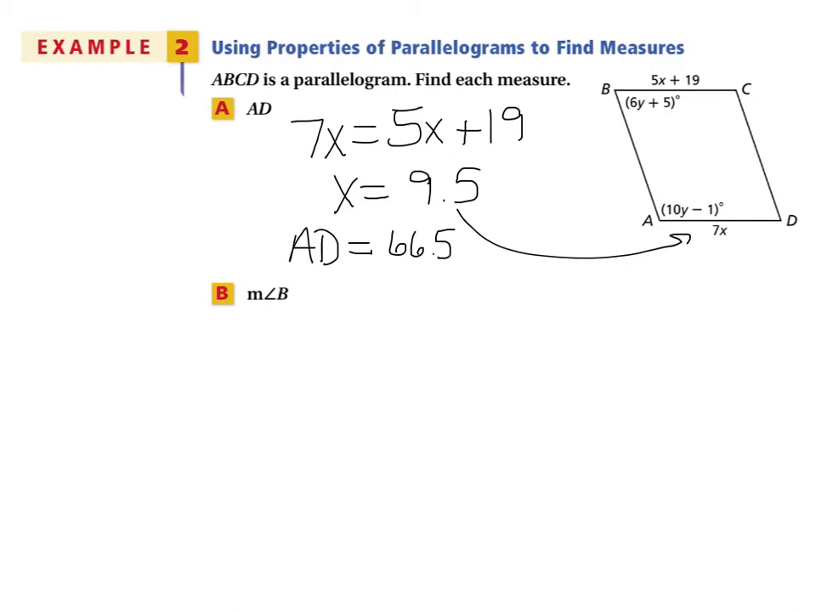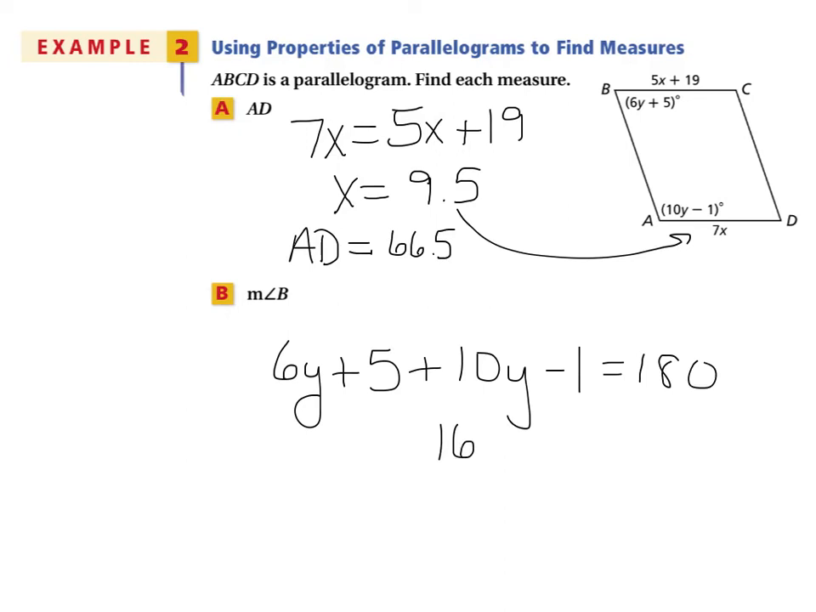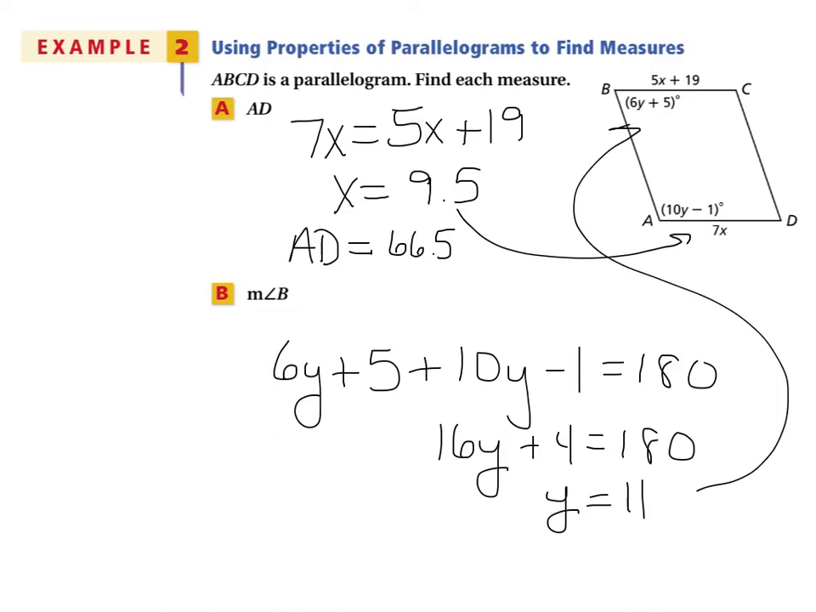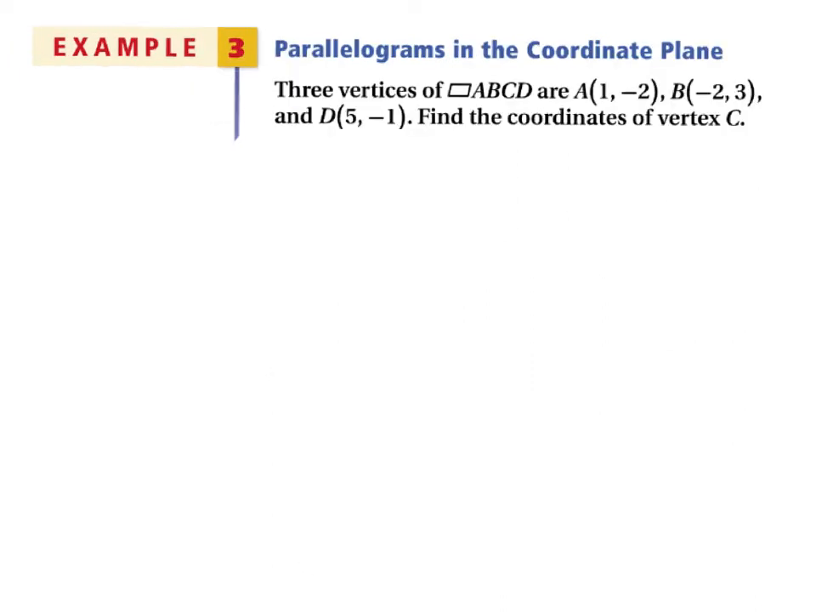The measure of angle B. Well, I know the measure of angle B and the measure of angle A. Both of those angles are supplementary. They are consecutive, so they're supplementary. So I add them together, which equals 180. That gives me 16y plus 4 equals 180. I subtract 4, divide by 16, I get y equals 11. If I plug that back in, 11 times 6 is 66, plus 5, the measure of angle B would be equal to 71 degrees.